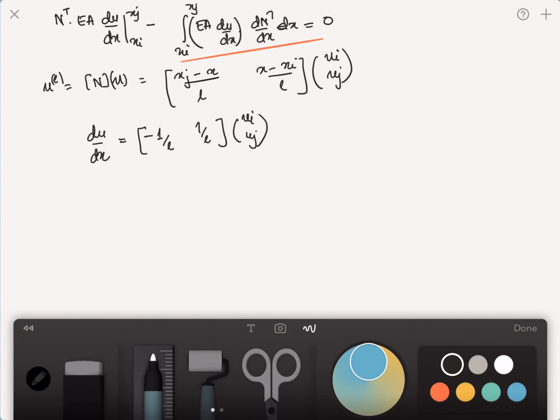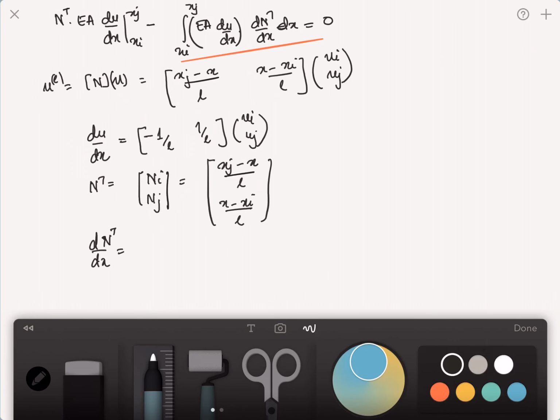So that's the derivation for du dx, and it's the same if I want to do it for dn dx. So if I say n transpose is actually equal to ni nj in a column format, which can be written as the same (xj minus x) by L and (x minus xi) by L, and the dn transpose dx can be written as minus 1 by L and 1 by L here.